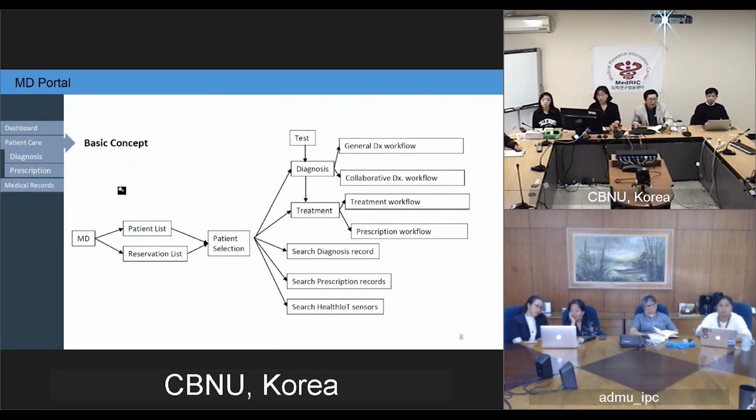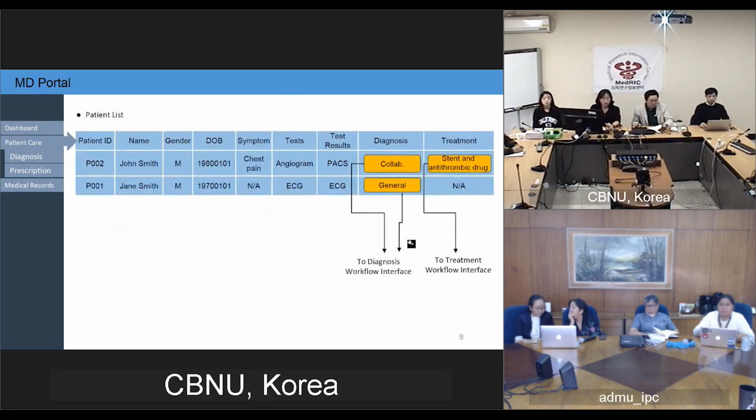The basic concept of the patient care at the MD portal is to help the physician when they see outpatients by developing a workflow for each process. For example, here we have the diagnosis workflow, and for the treatment, we have the treatment workflow and prescription workflow. So in the next slide, I will discuss a little bit more. The patient care will show a list of the patients that physicians examined, and for the diagnosis and treatment, a workflow interface for each category will be developed.